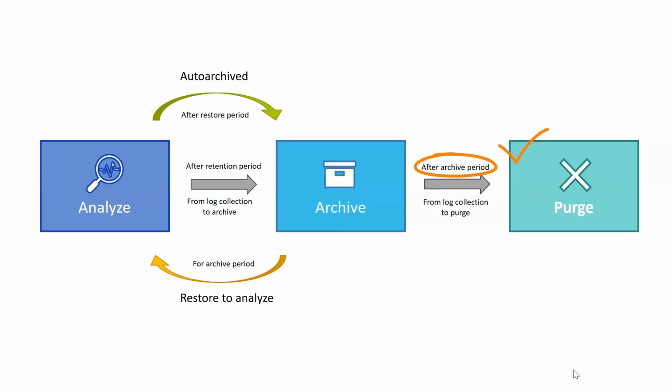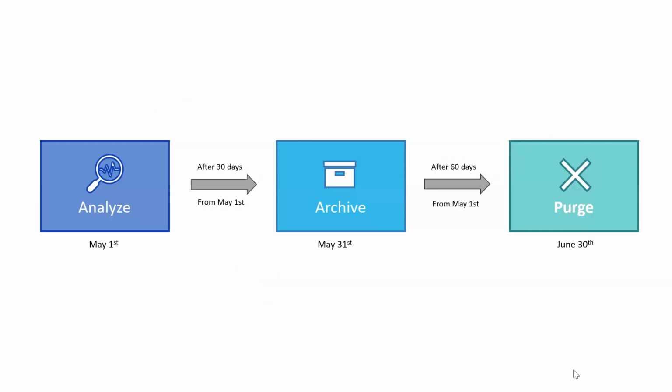Let's understand with an example. The retention and archive periods for our tenant are 30 and 60 days. Suppose we have collected the record on 1st of May. After the 30 days retention period is over, the record is archived. But you can restore the record for analysis until June 29th. That is the last day of the archive period, as it started from the log collection date.